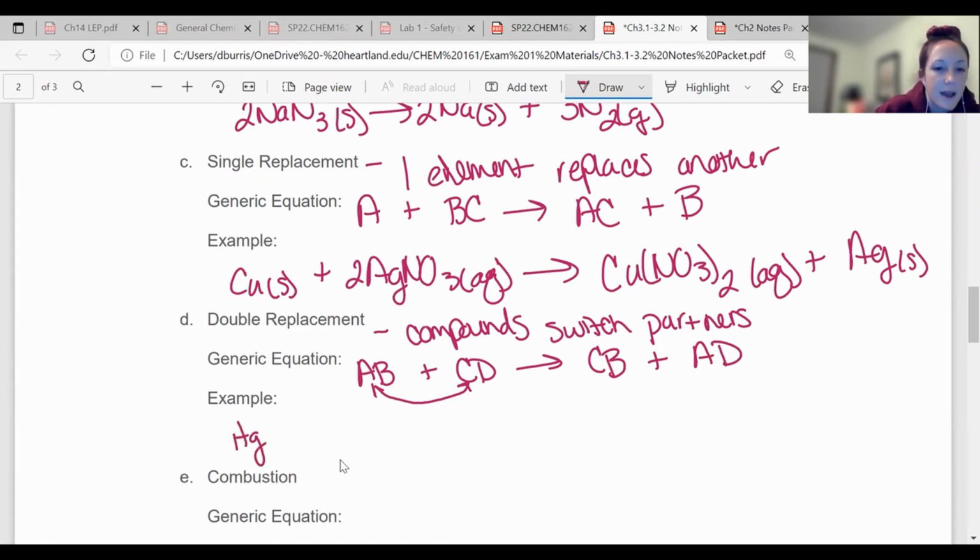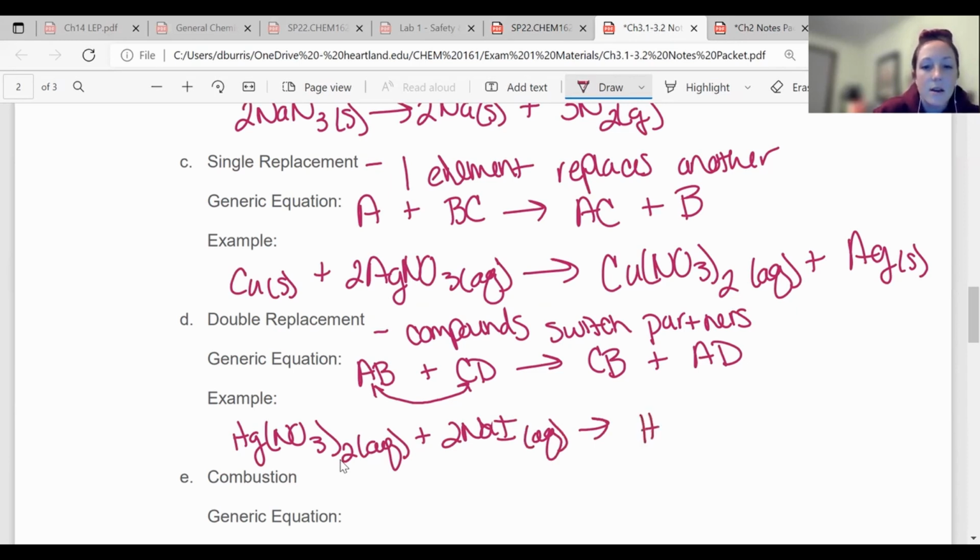So here was that example I had before, mercury nitrate and sodium iodide. So that's 2 compounds. They just switch their anions. So now I have mercury with iodide, which is a solid, and sodium nitrate, which is aqueous.